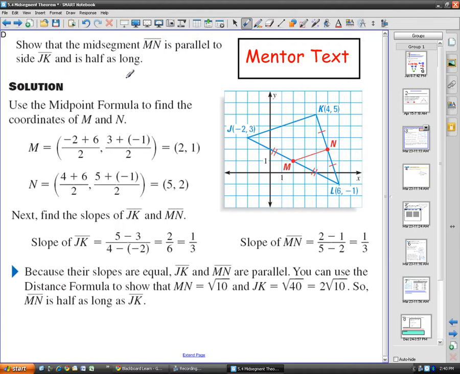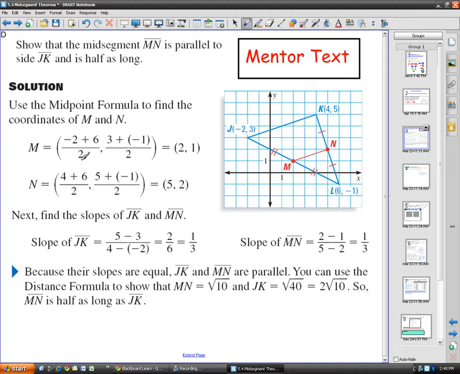What I do is I first find the midpoint, find the point M, and find the point N. That's what they did. They used our midpoint formula, took the x's of J and L, so negative 2 plus 6, added them together and divided by 2, because that's what I just said.